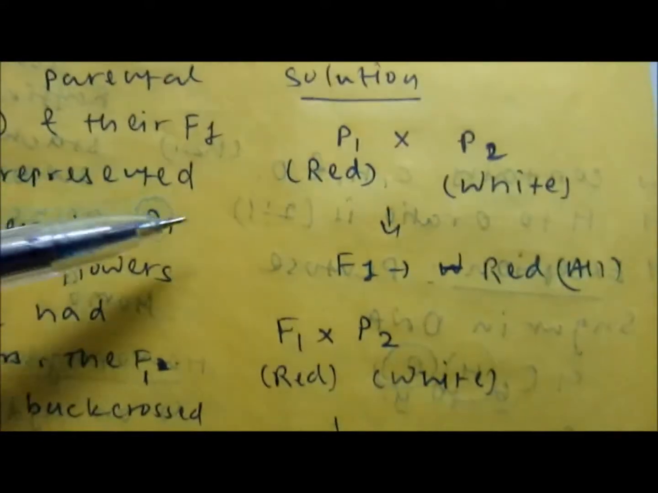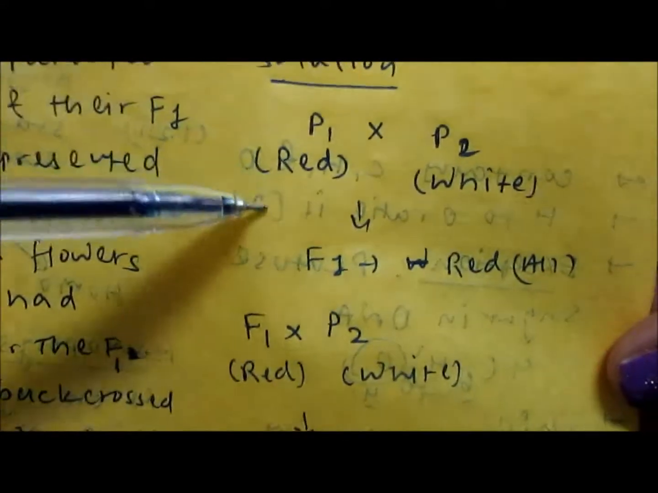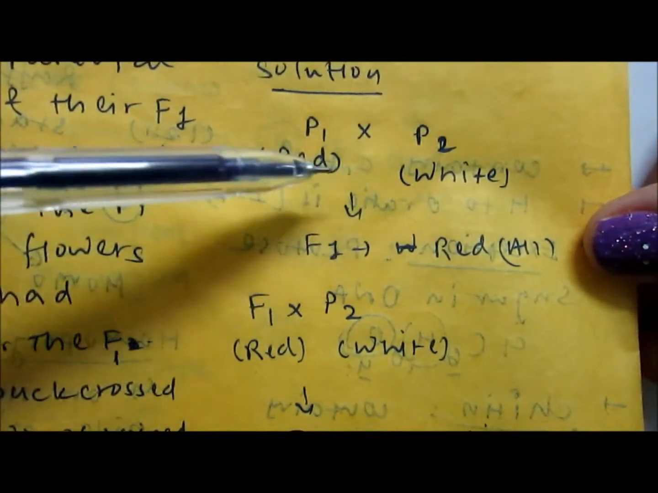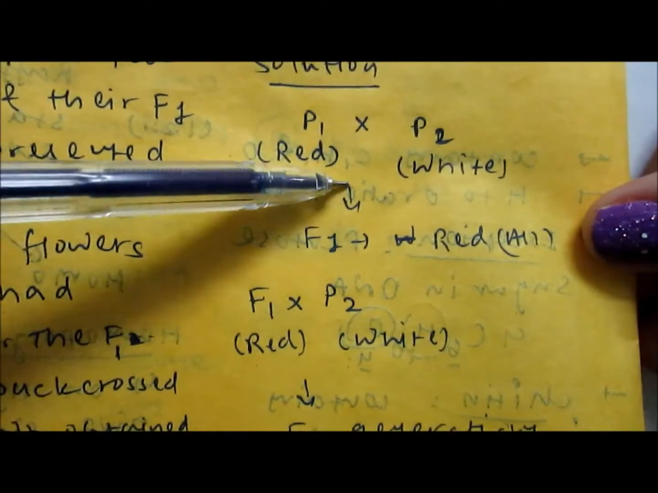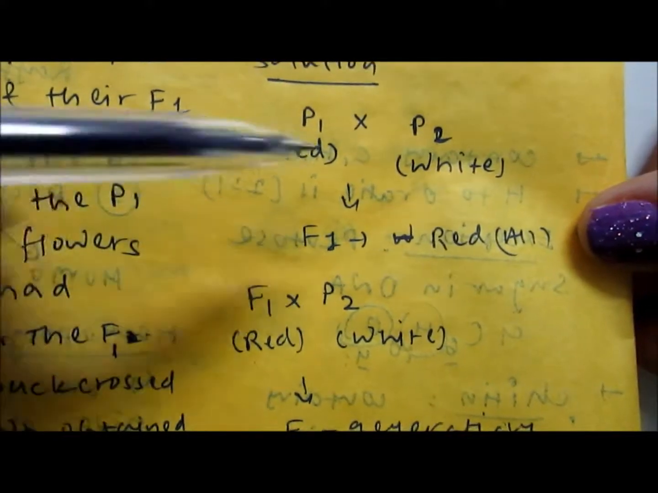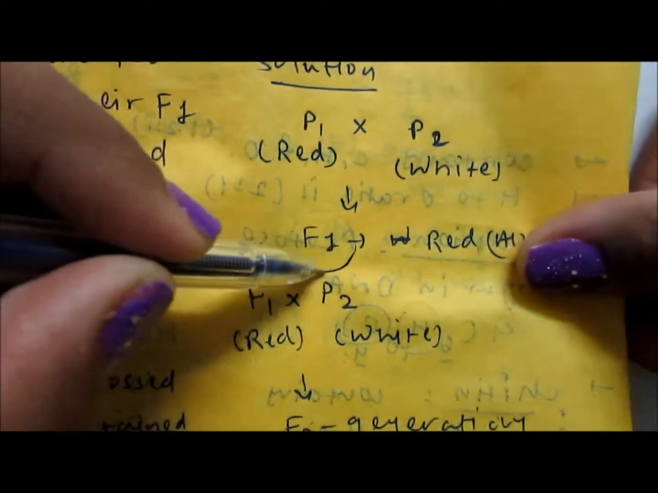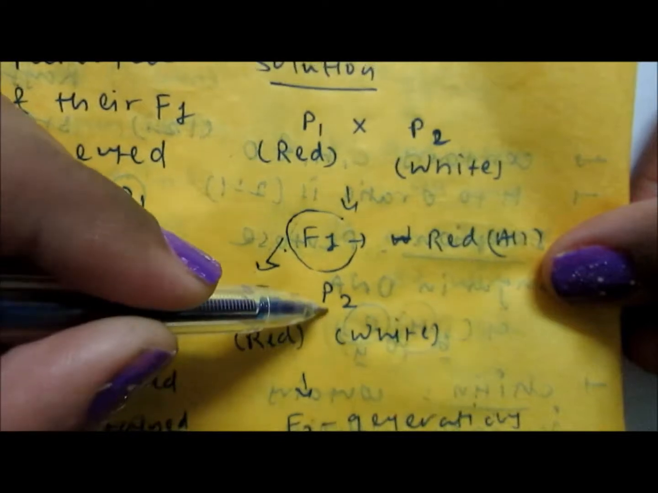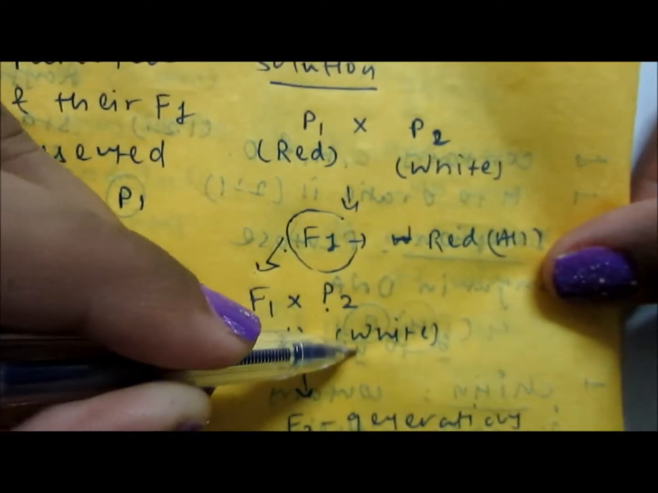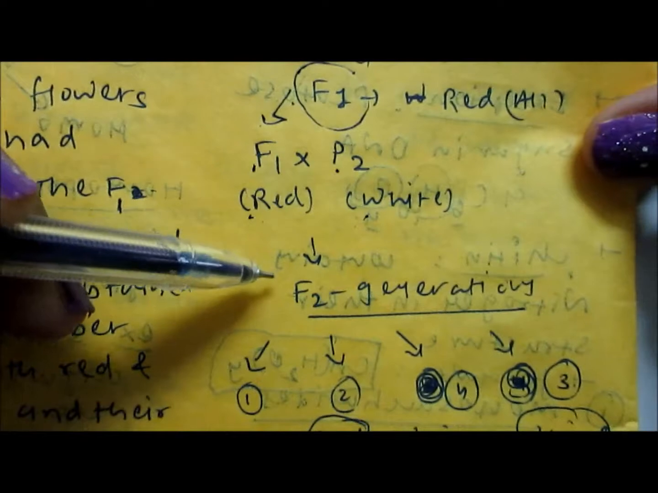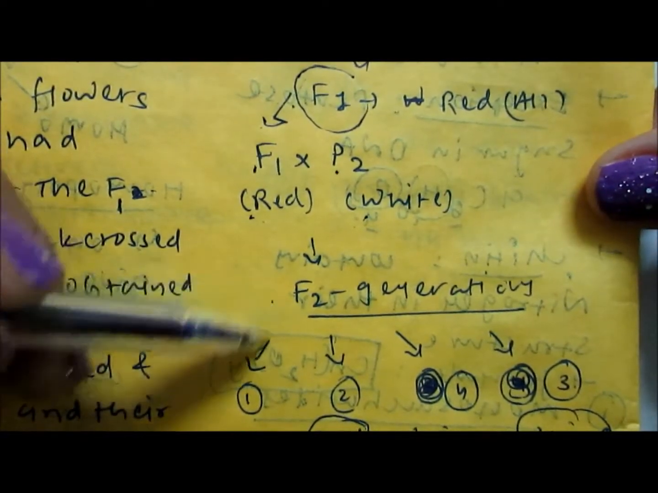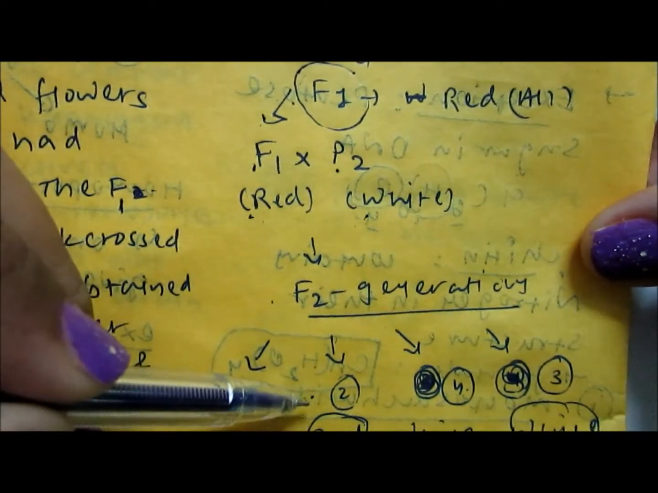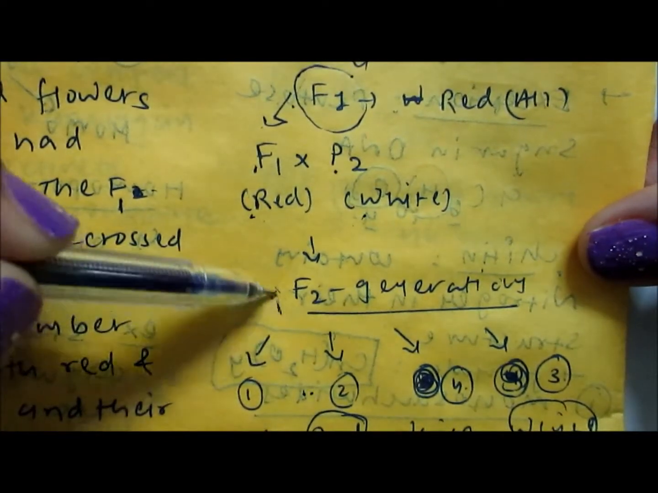Now from the problem we can clearly get the solution. P1 has a red flower, P2 has a white flower, and the cross between them gives the first filial generation, and all of the first filial generation has red flowers. Now there is a backcross of F1 with P2, which contains red as well as white flowers. So for all the F2 generation, we get 4 gametes of the F2 generation.